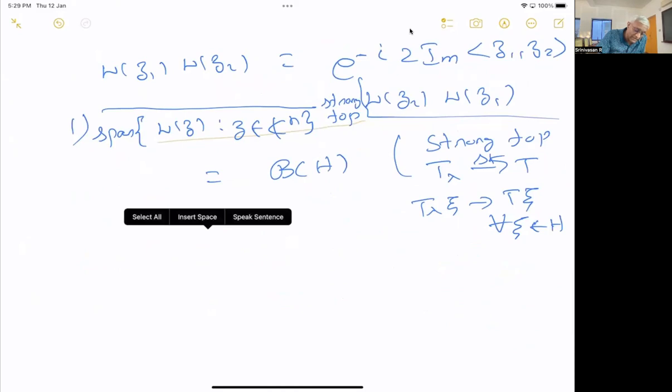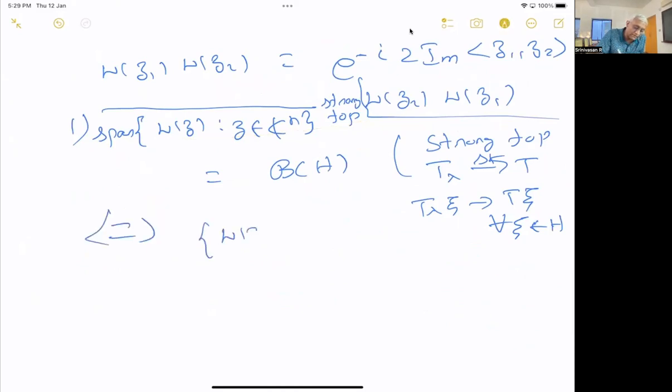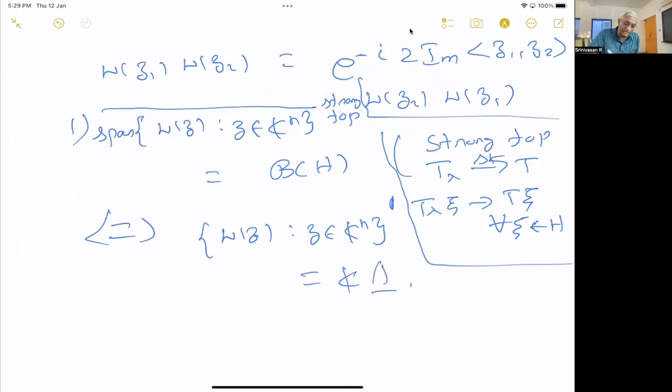So this is one thing, and this span closure is equivalent to saying: you take W of Z, Z in Cn, and you take the commutant, all operators that commute with this set. When I put the dash like this, it means the commutant. The commutant of this is scalar times identity. This is equivalent to that. So this is the first condition. This is what is called irreducibility of the Weyl representation.